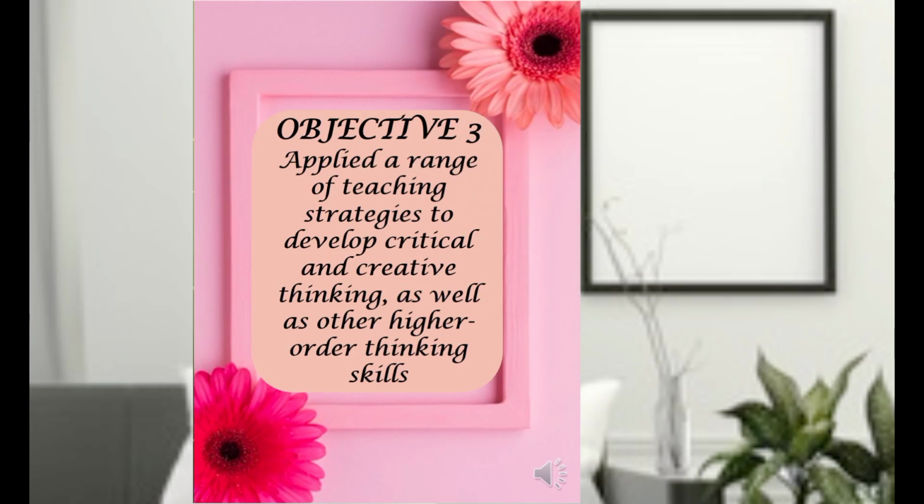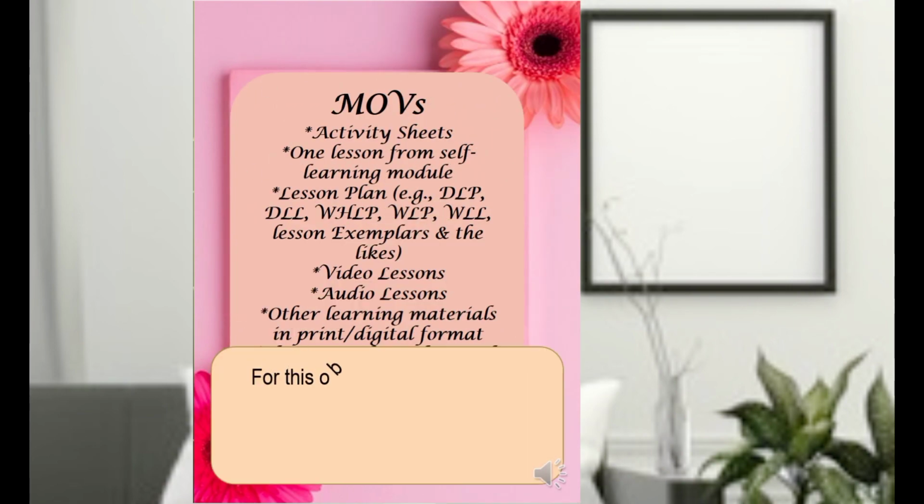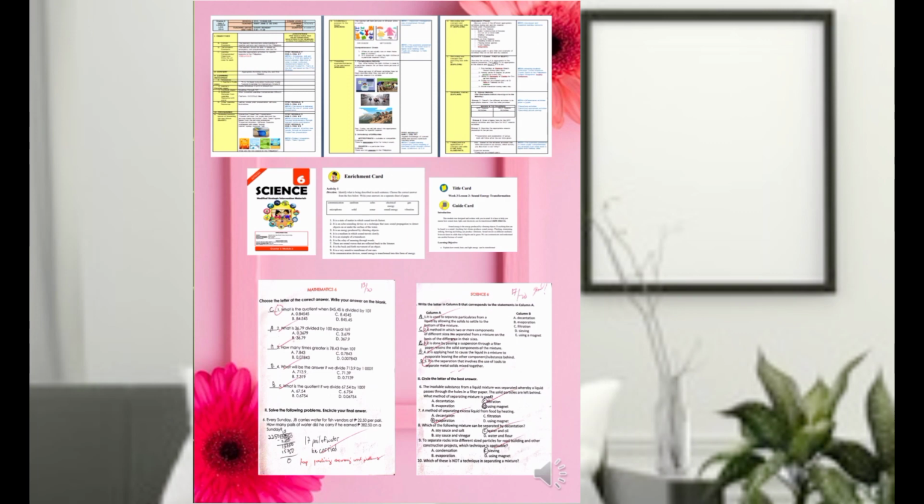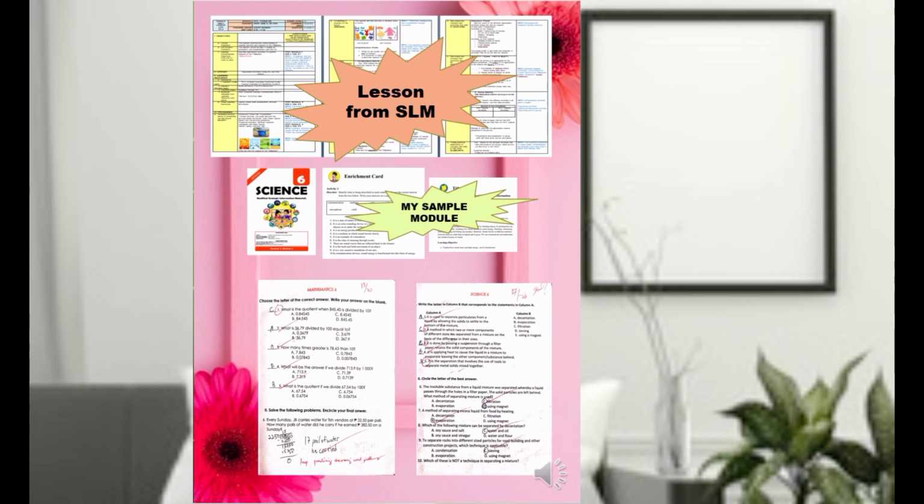Objective number 3, applied a range of teaching strategies to develop critical and creative thinking as well as other higher order thinking skills. For this objective, 2 MOVs are required for the entire school year. You may choose any of the given lists that give highlights to the objective number 3. And for my MOVs, I have chosen 2 among the lists. I have lesson from SLM, and I have inserted my sample module, and of course, my activity sheet.